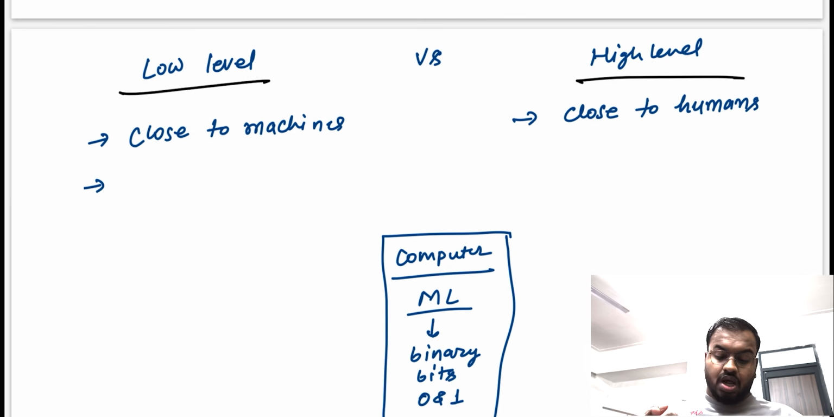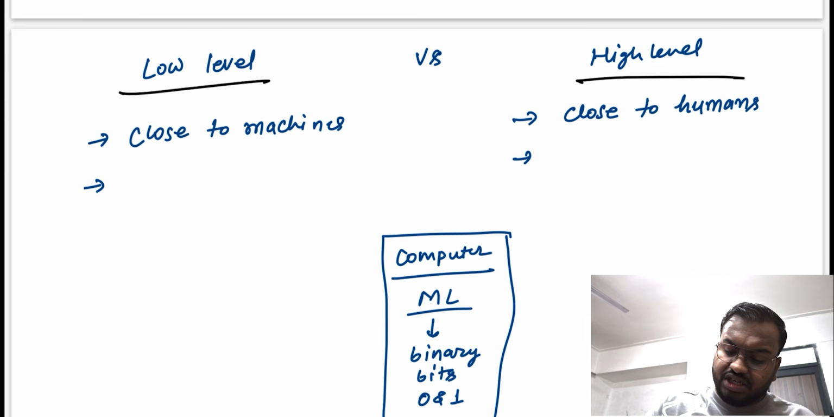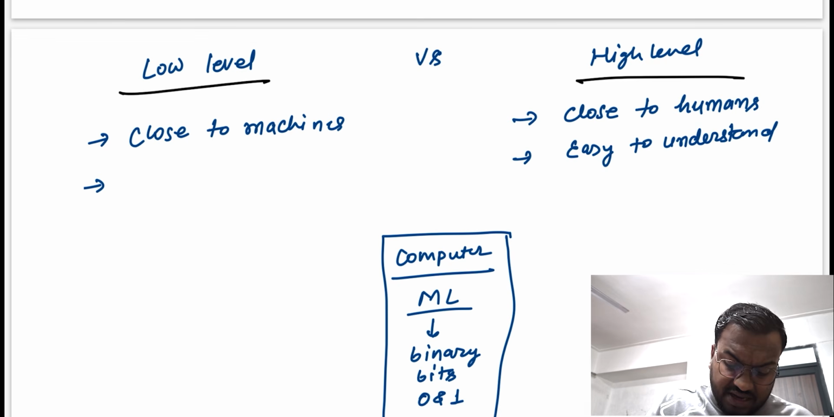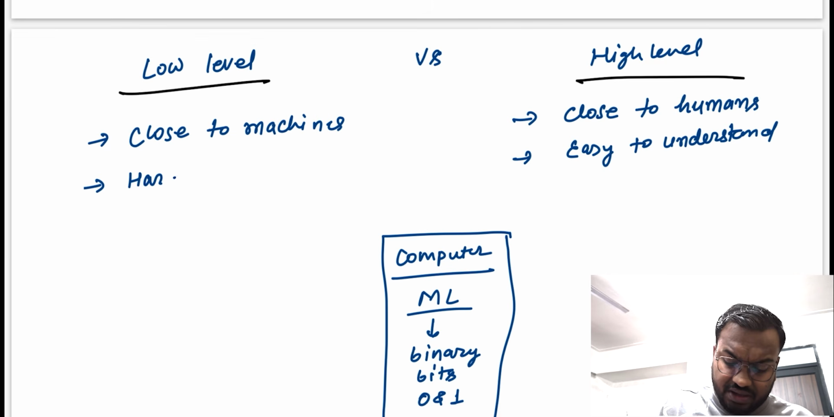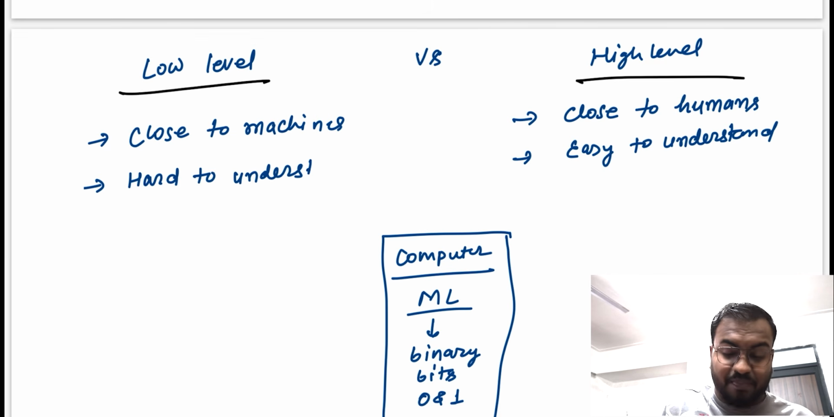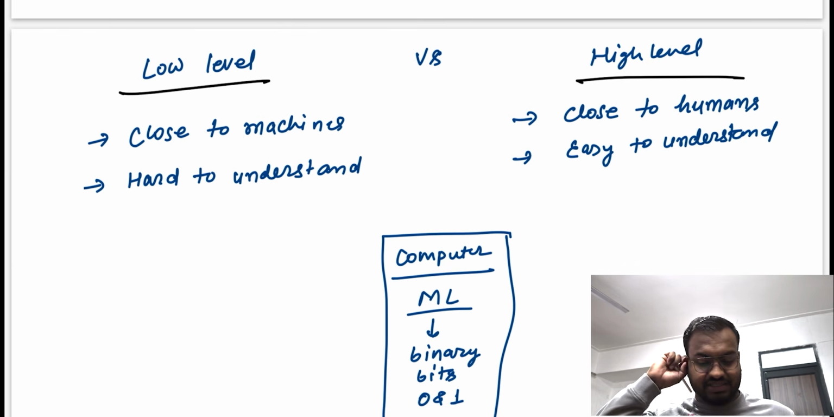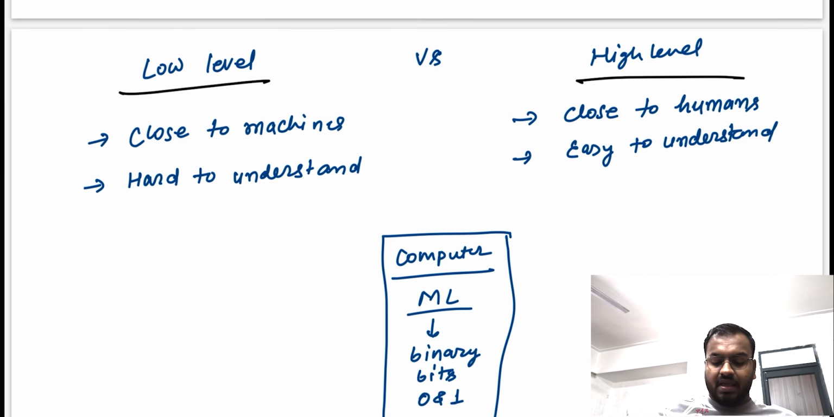Now, as we know, low level languages are close to machines and high level languages are close to humans. Means humans can easily understand high level languages. Why? Because it is close to humans, so it is more on the human side. That's why it is easy to understand. In the same way, low level languages are close to machines, that's why it is a little hard to understand. I'm not saying that it is impossible to understand. Some human has developed this particular language, so it is not impossible, but I'm talking about the convenience. High level languages are more convenient and low level languages are less convenient as compared to high level languages.